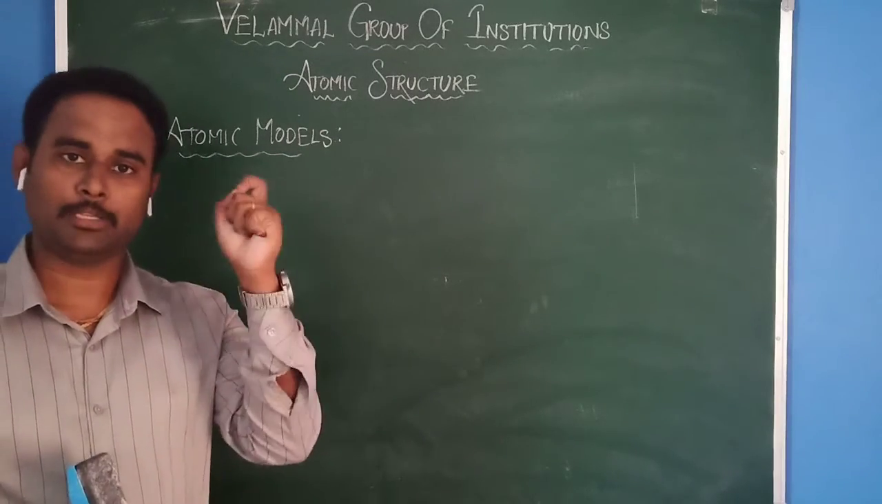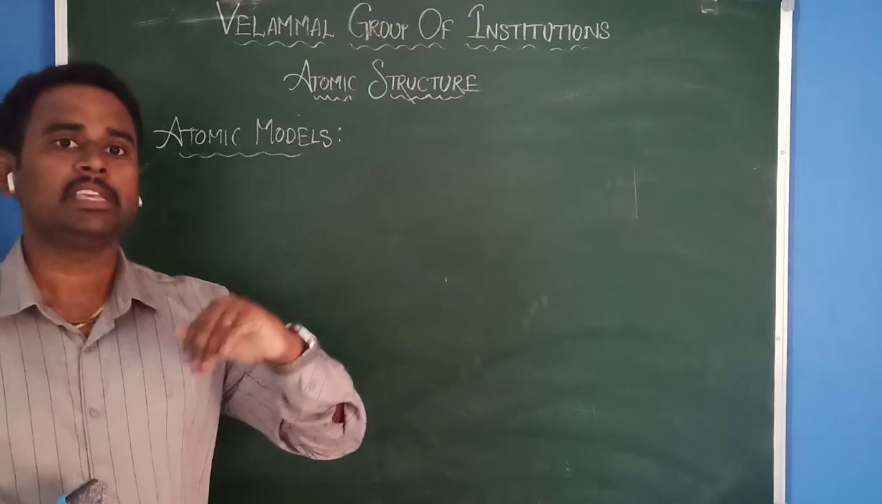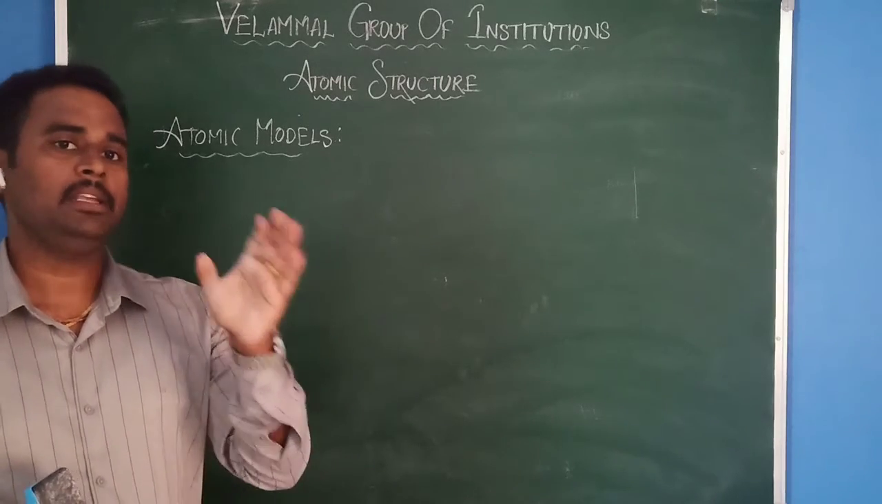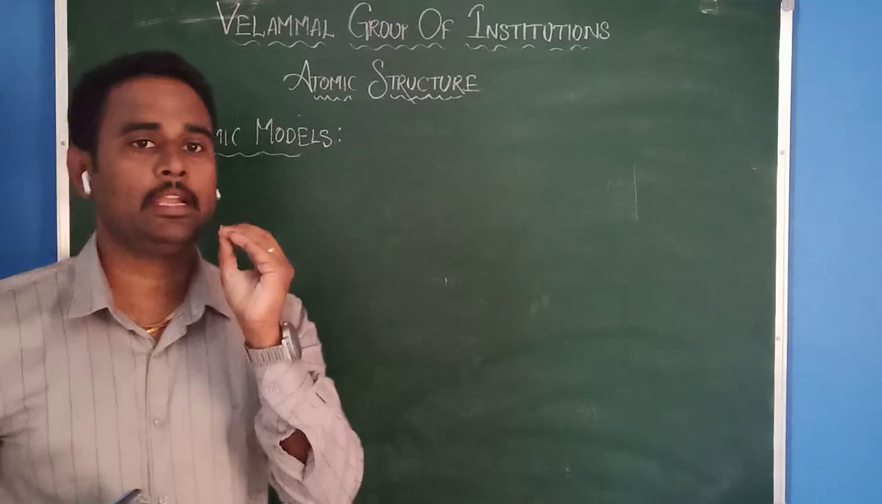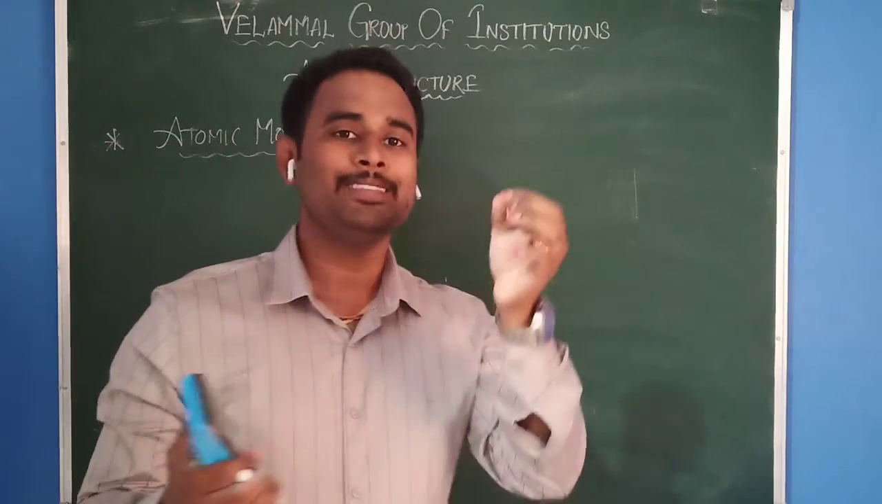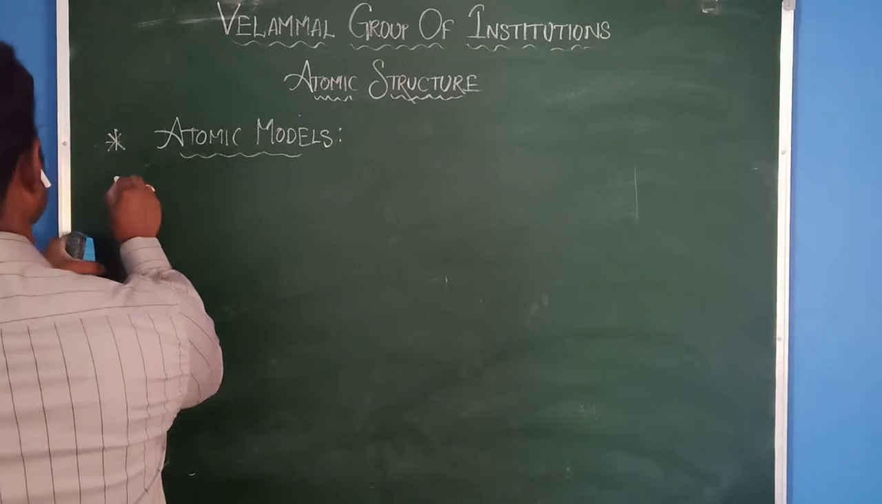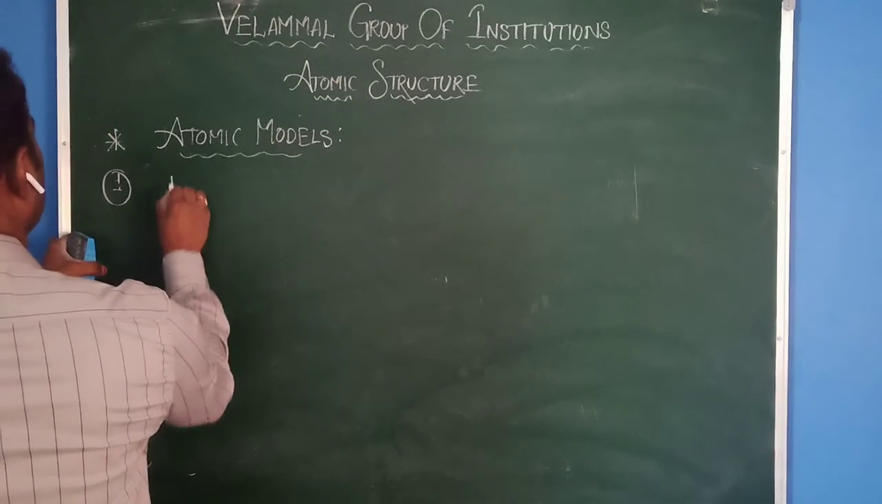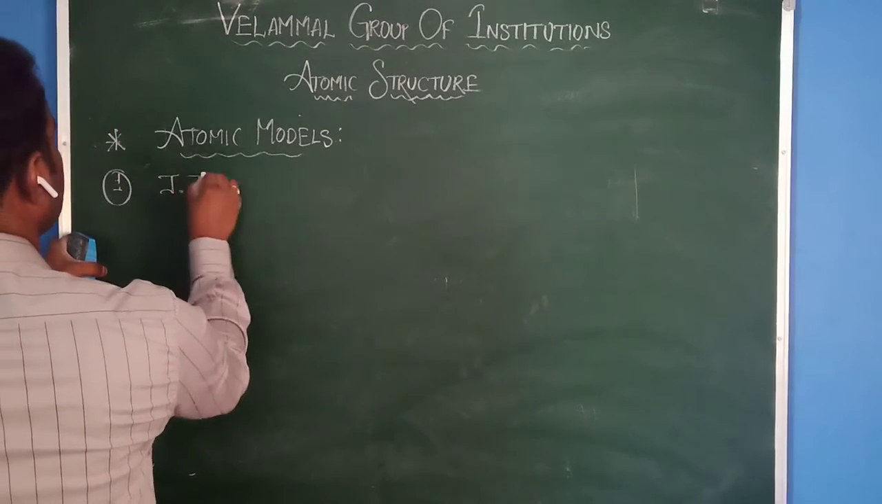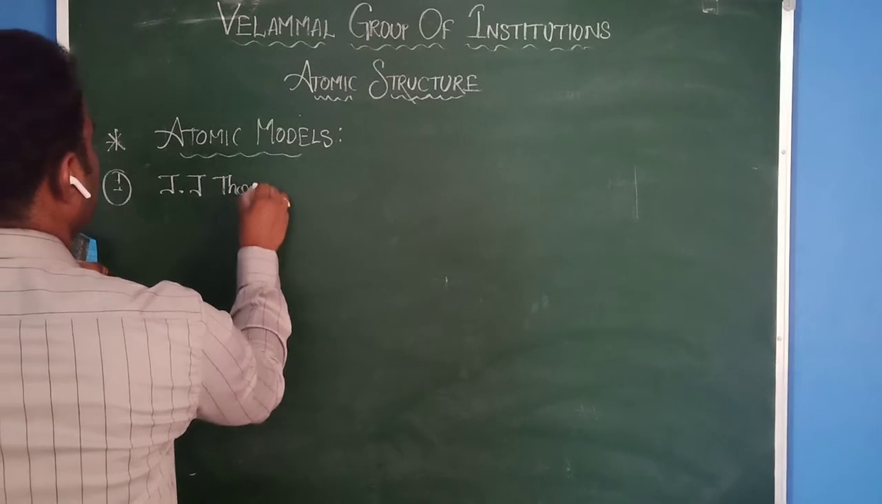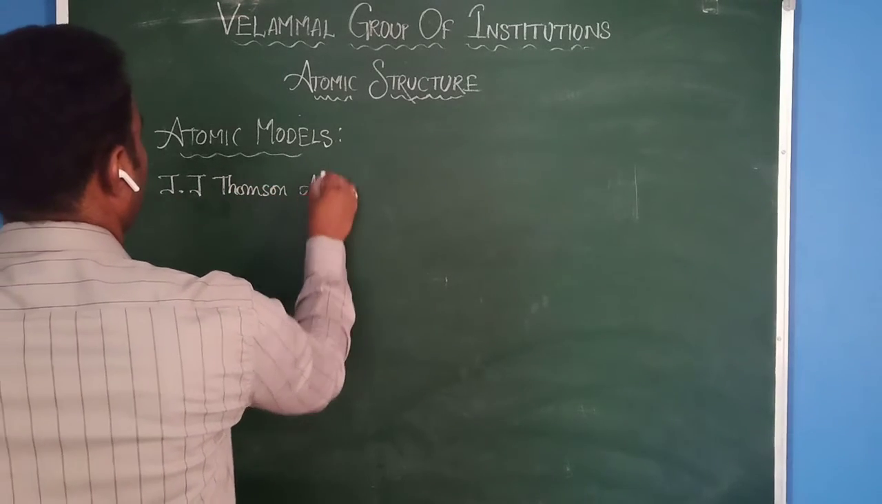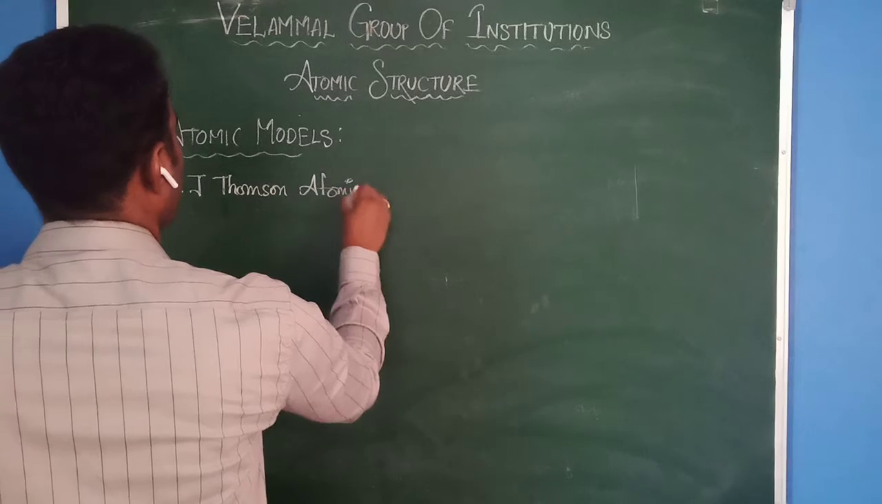How Dalton explained atomic theory, same like that the remaining scientists also started their experiments to know the structure of the atom. The first one is J.J. Thomson atomic model.